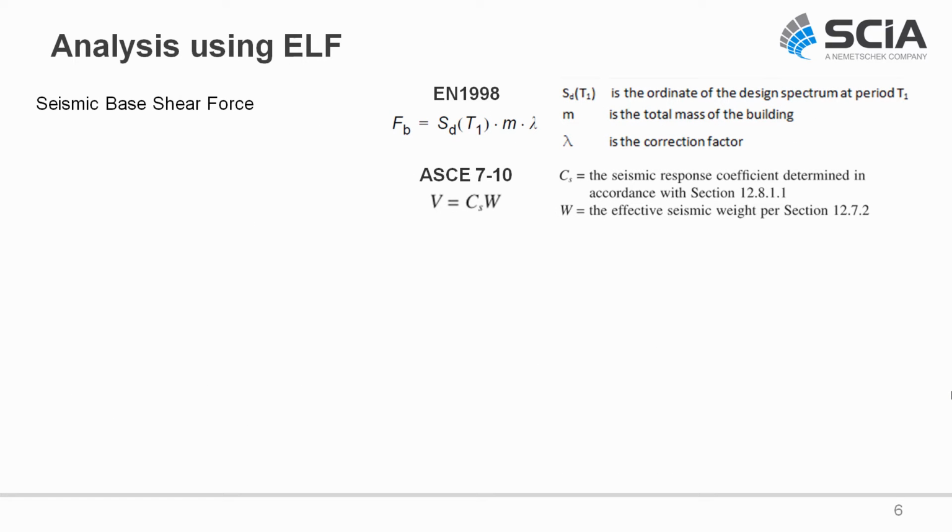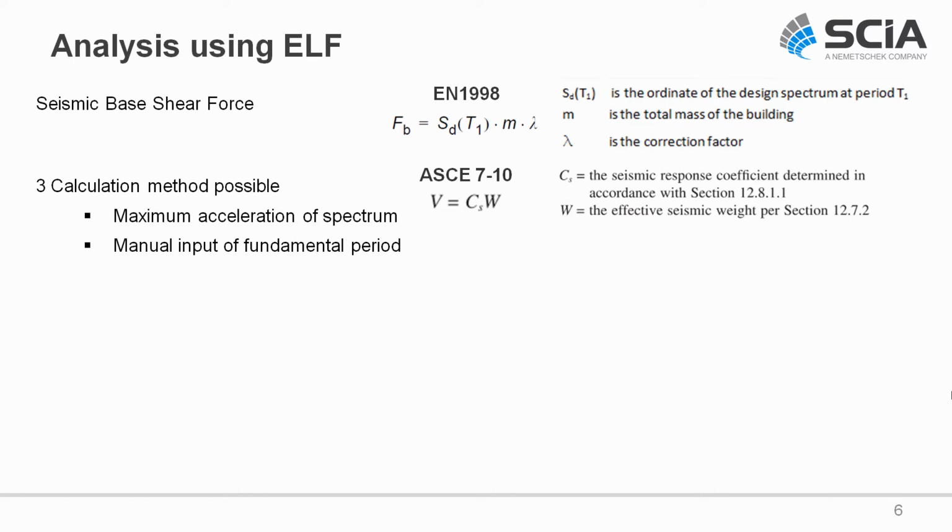By choosing this method, SCIA Engineer will calculate the base shear force that depends on 3 factors according to Eurocode 8, or using the following formula from the ASCE. There are 3 calculation methods possible: maximum acceleration of spectrum, manual input of fundamental period, and according to a selected vibration mode.